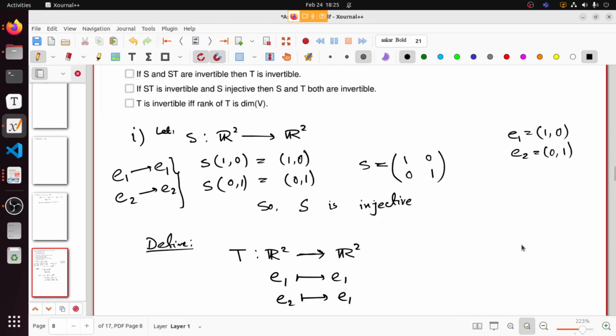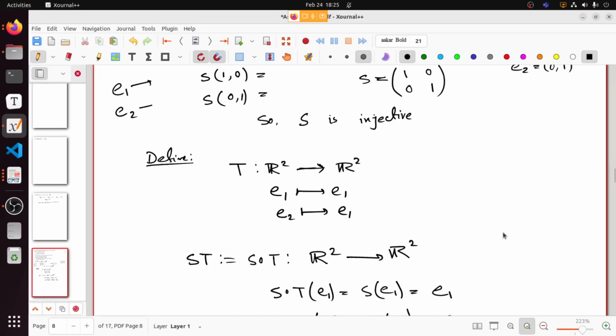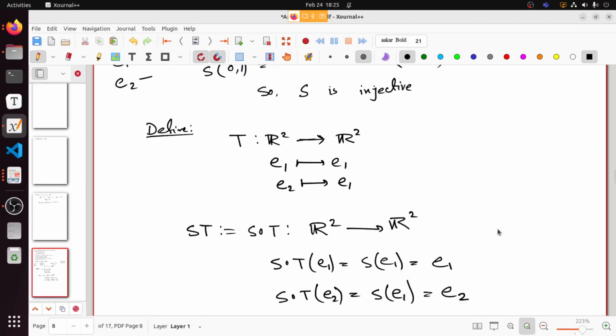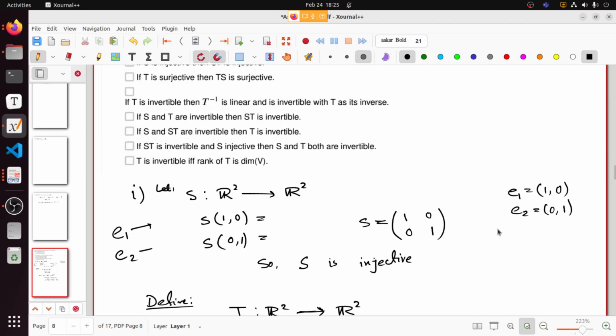So we have defined it wrongly. Let's change the definition a little bit. Just define it like this, because here this will become injective, because U1 goes to U1 and E2 goes to E2, so it will become injective. So you have to define it in such a way that ST is not injective.